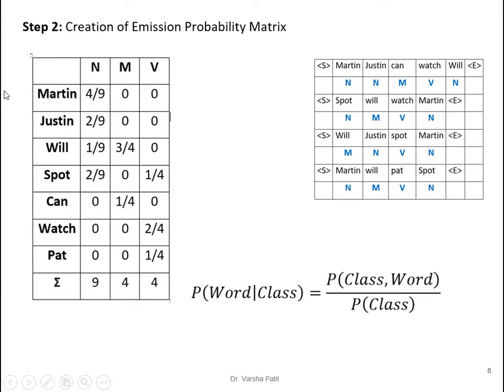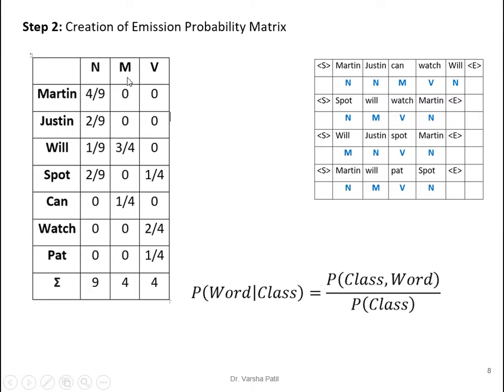Next is the creation of the emission probability matrix, based on the Bayes rule. Because it is difficult to continuously move back to the slide, I have just pasted this data. When you create the emission probability matrix, you find the unique tokens from the corpus. Martin, Justin, Will, Spot, can, watch and pat are the unique tokens.